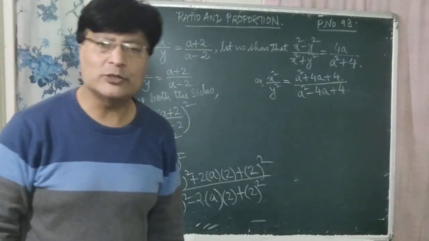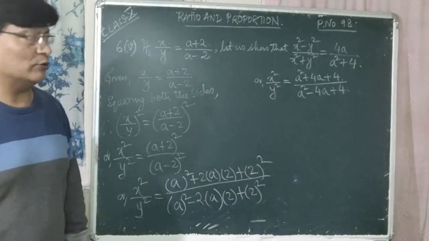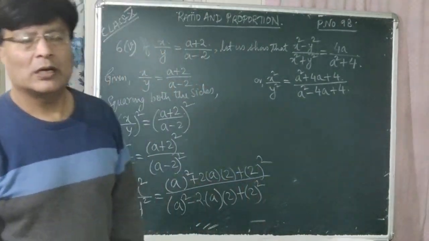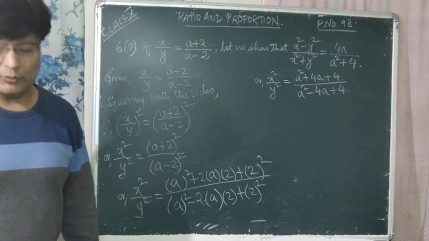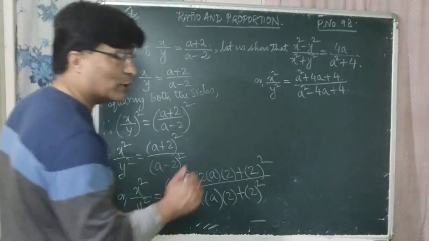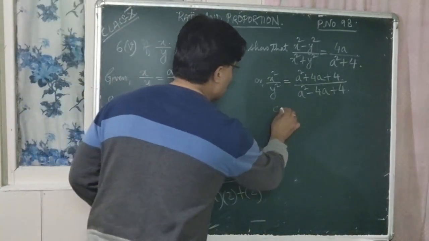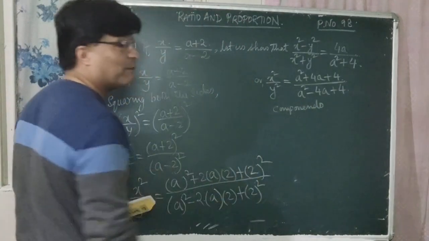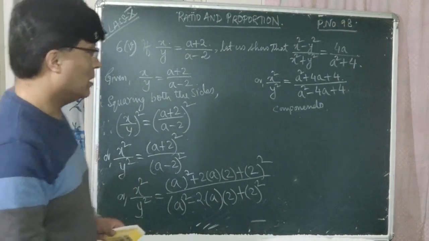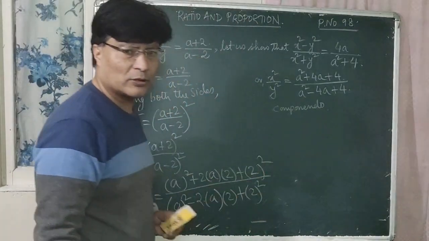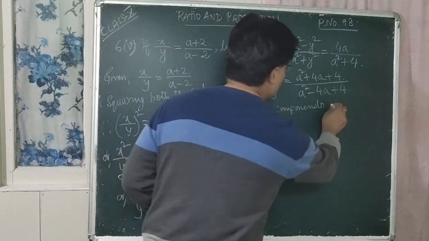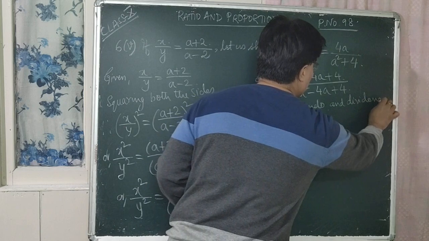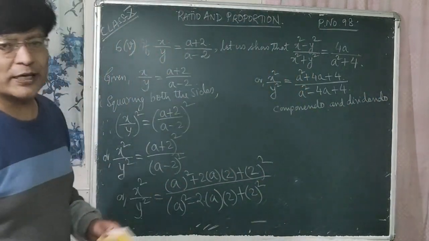So in this case, you have to use componendo and dividendo. So in the last online class, I told you about componendo and dividendo. So let us revise it now. What is componendo and dividendo? So this is the rough part. I'm just telling you about componendo and dividendo. Let us revise it. So what is meant by componendo and dividendo?